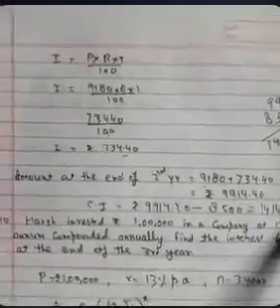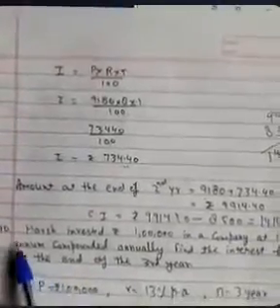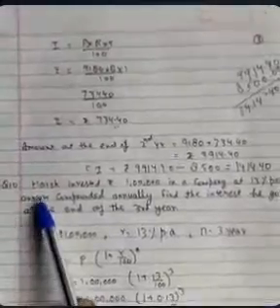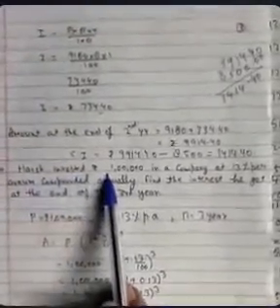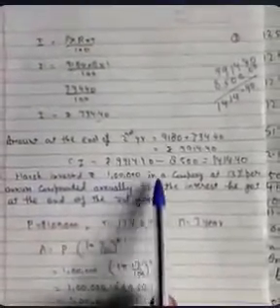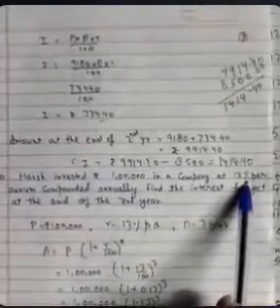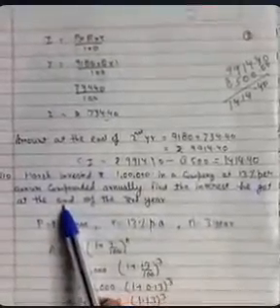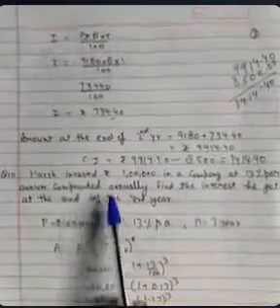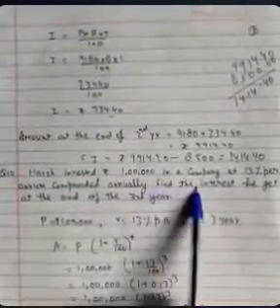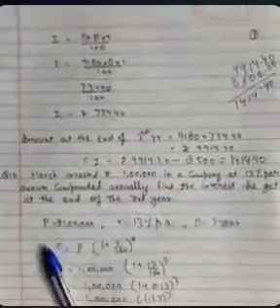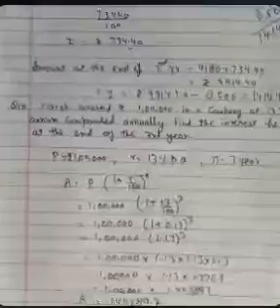1414 rupees 40 paisa. Question number 10. Harsh invested rupees 1 lakh in a company at 13% per annum compounded annually. Find the interest he gets at the end of 3 years.